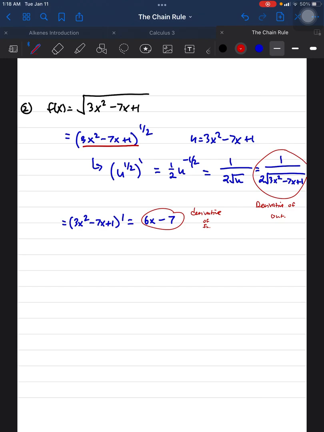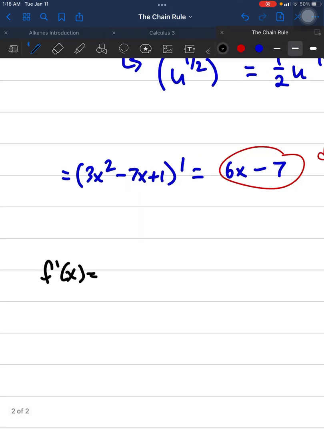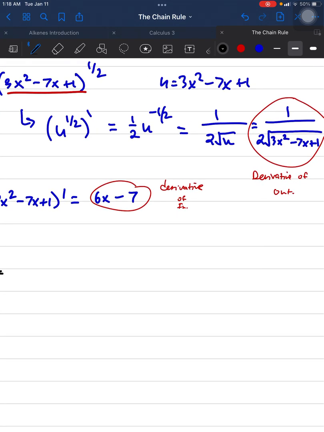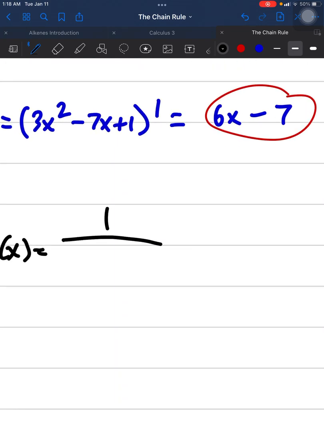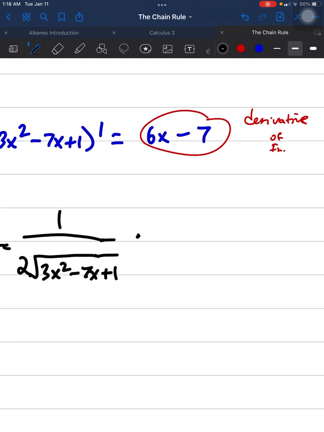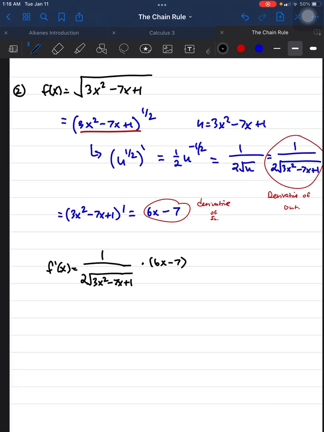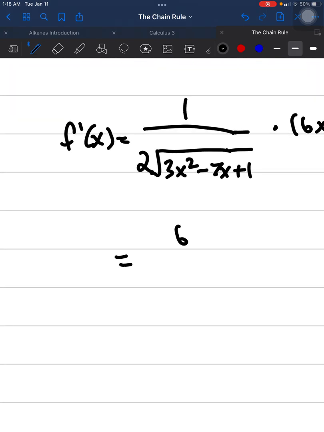So now that we've determined the derivative of the outside function and the inside function, all we have to do is put everything together. So let's put everything together. So f prime of x. The first thing we're going to put down is the derivative of the outside function, and that is 1 over 2 radical 3x squared minus 7x plus 1. And this is going to be multiplied by the derivative of the inside function, which is 6x minus 7.